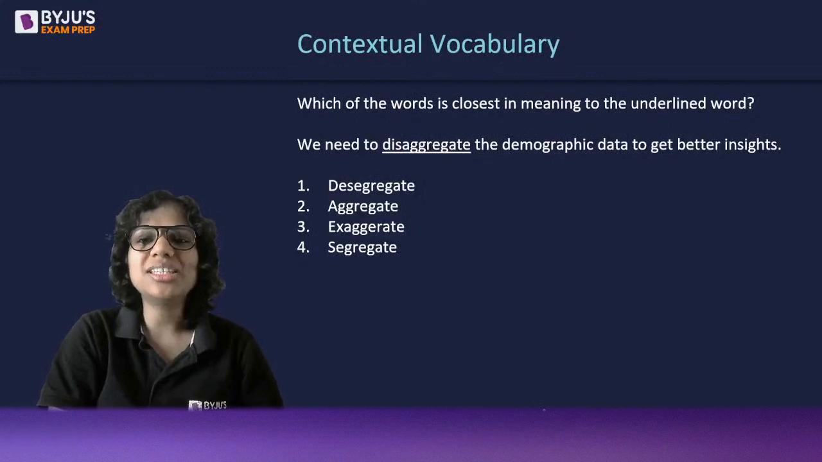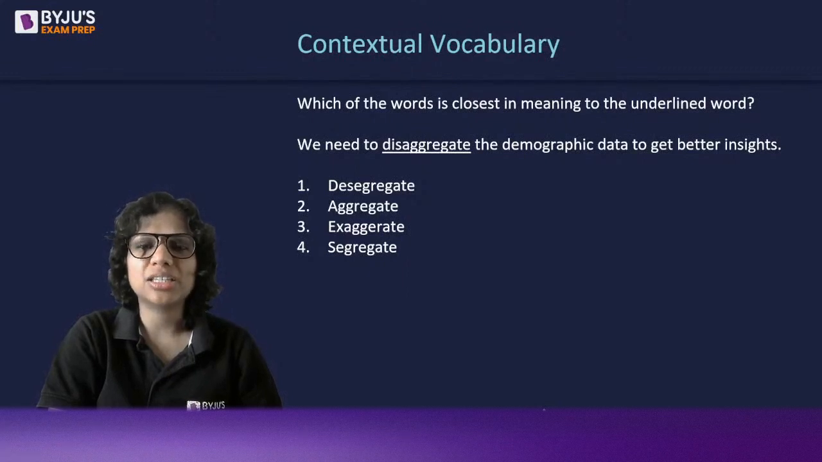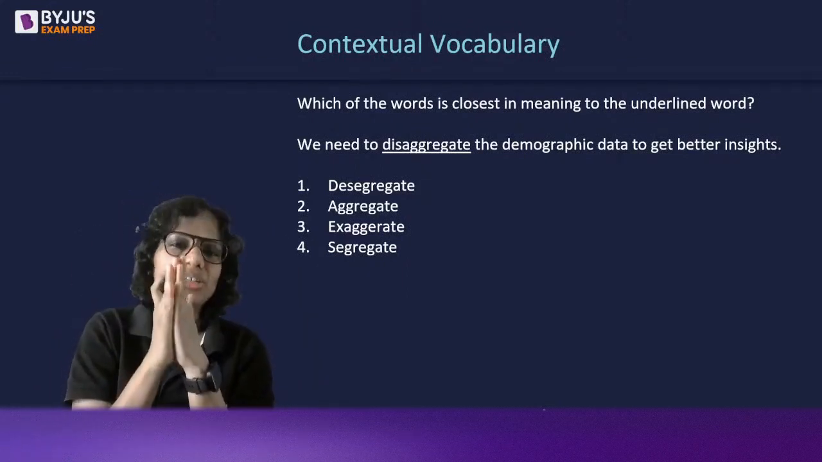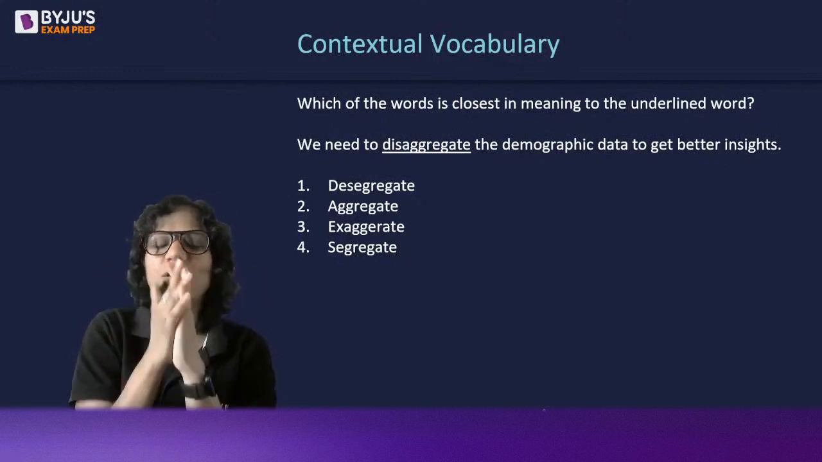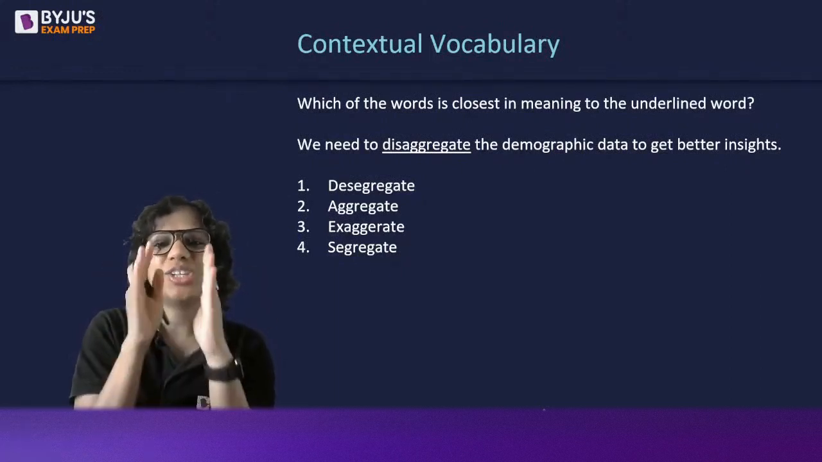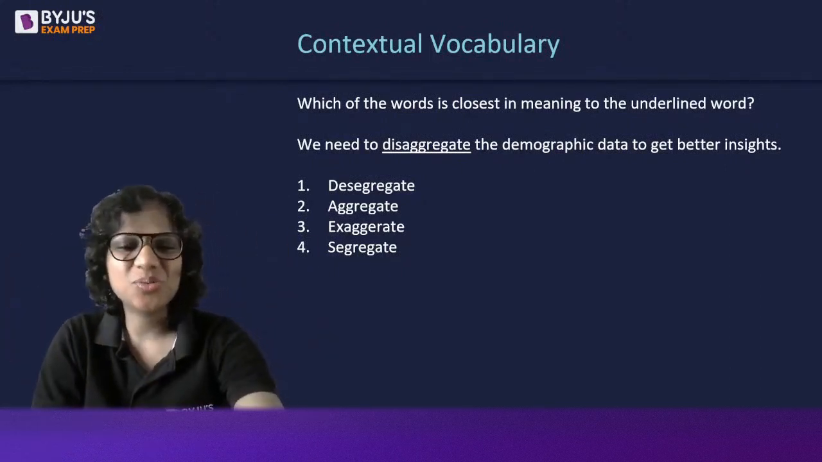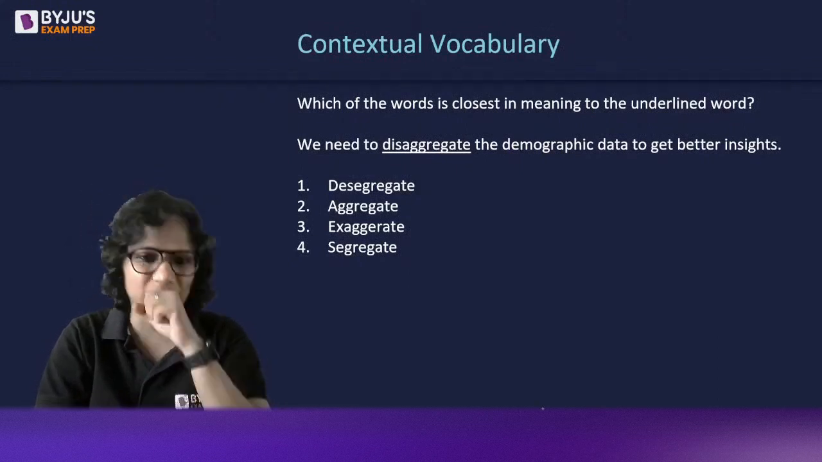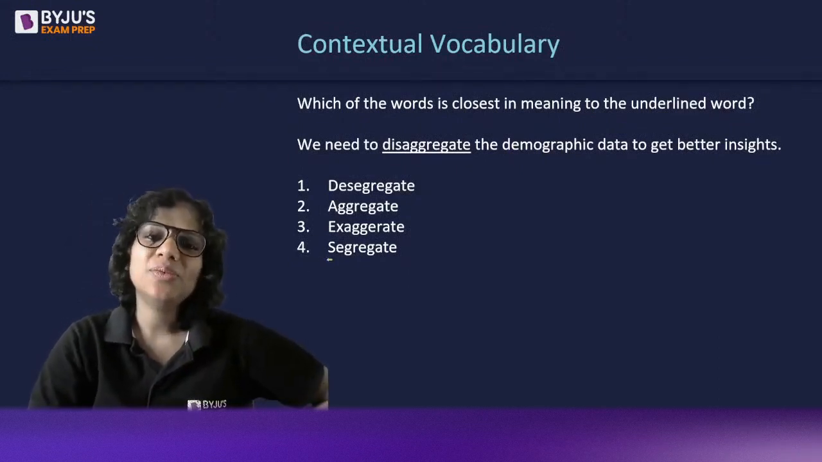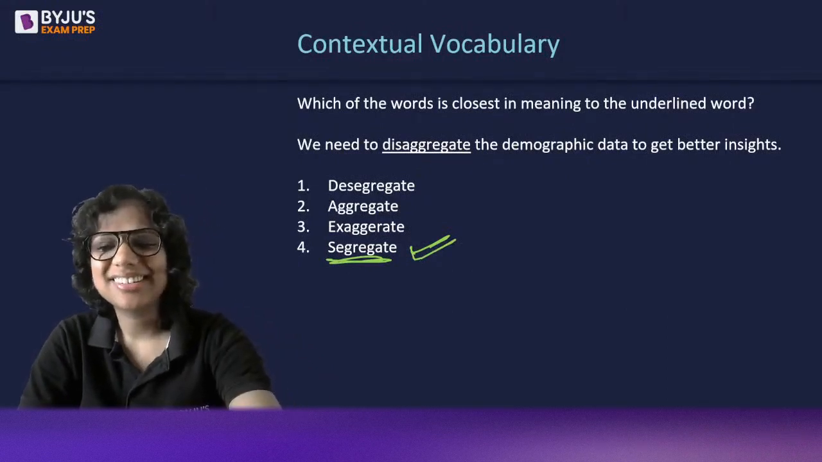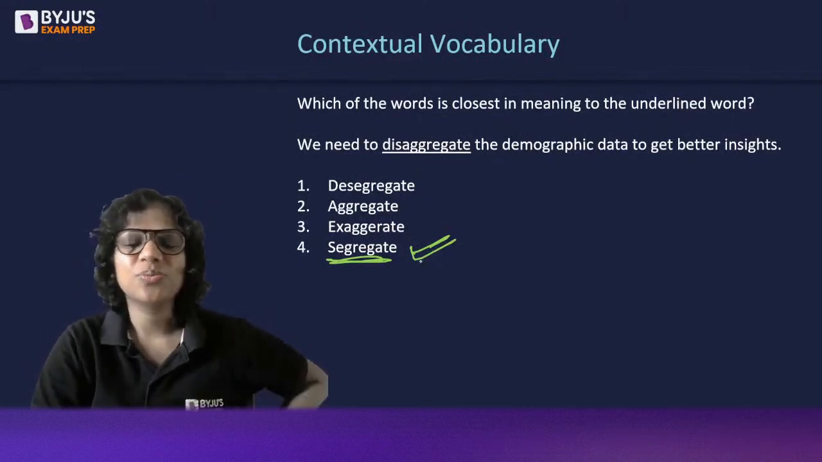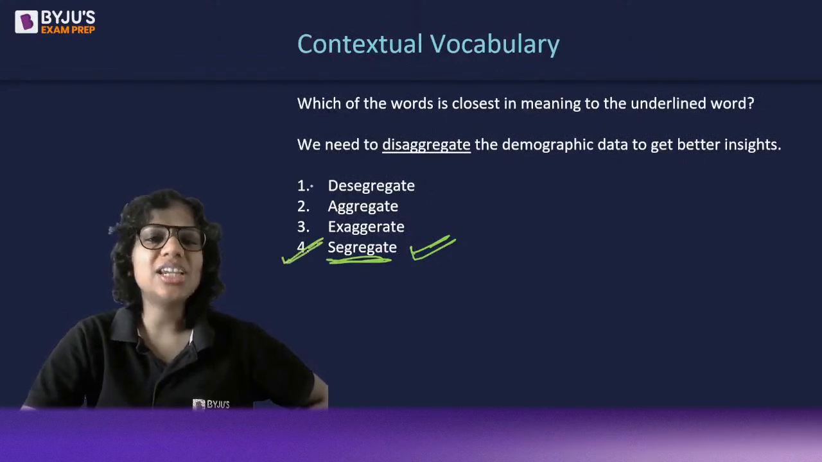We need to disaggregate. We need to disaggregate the demographic data to get better insights. So currently it is all aggregated. Currently it is all mixed up. We need to disaggregate. So what do we need to do really? We need to segregate. Why is 1 the answer? Good, Ronaldo. So 4 is the answer and not 1.